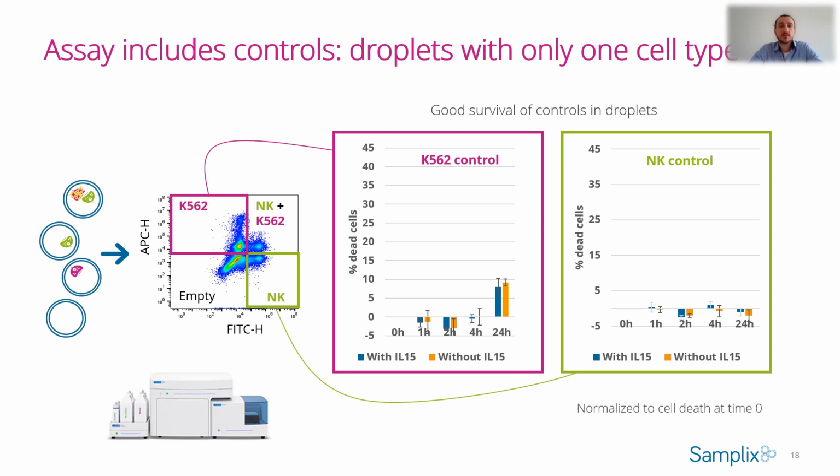In the assay, we also have the other populations available containing only the single cells. And those provide nice controls for the condition of the cells throughout the experiment. When we look at these individual populations, we can see that for the NK cells, the cell death doesn't increase during the 24 hours of incubation. And this is the same for the K562 cells for the first 4 hours of incubation, and we see a slight increase to around 7 or 9% after 24 hours of incubation.